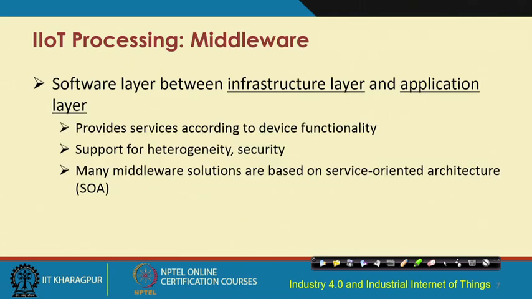So, it is proposed that we could use some sort of middleware. Middleware means it is a software layer which will be standing between the infrastructure layer and the application layer. This middleware software will provide different services according to the device functionalities. This middleware could also implement security mechanisms. It could also handle device heterogeneity and correspondingly data heterogeneity.